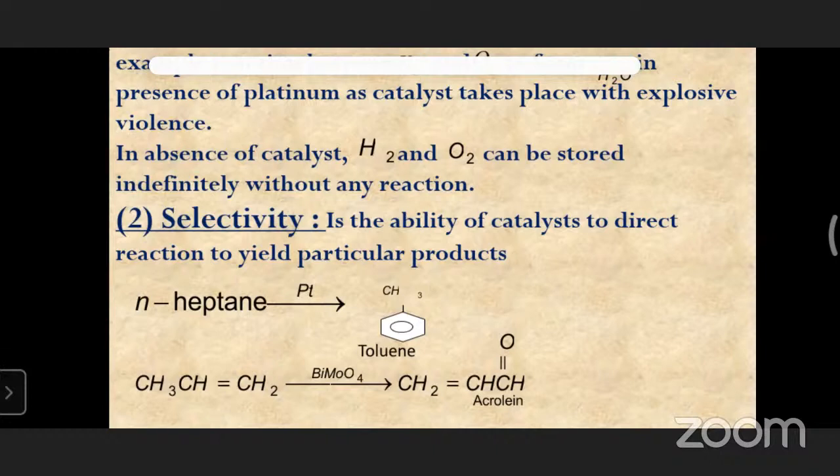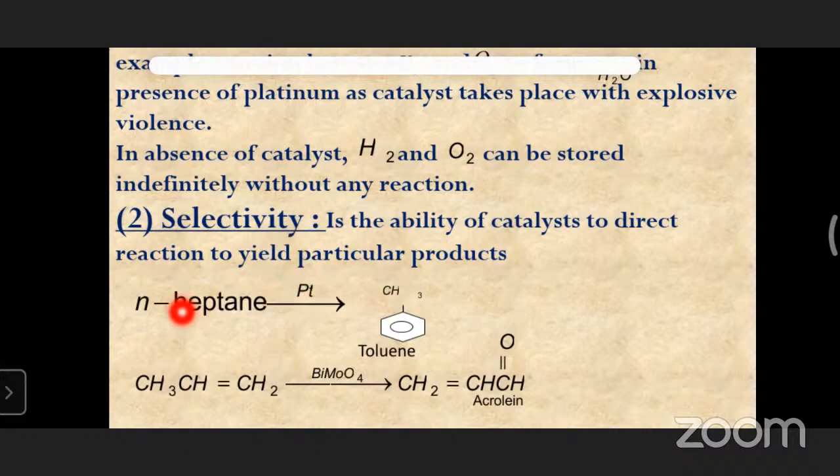If we use a different catalyst, we get different products. That means a selective catalyst is used only for the selective product. If we use platinum here, we get this compound; if we use another catalyst, we get other products. So when a selective catalyst is used, we get only the required products.